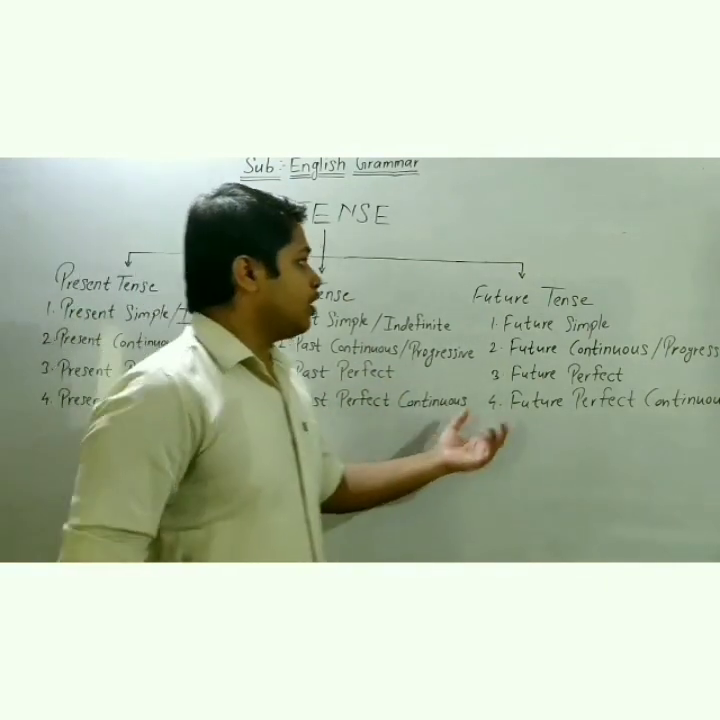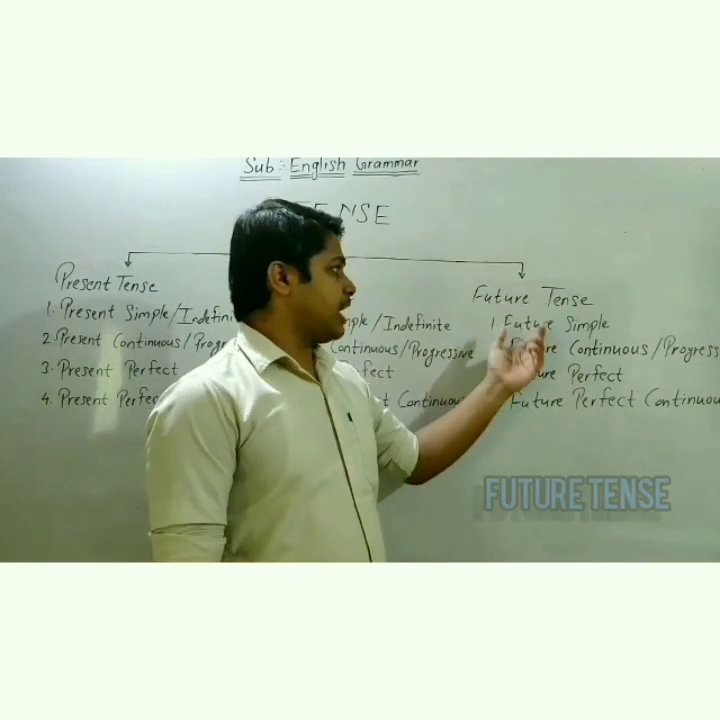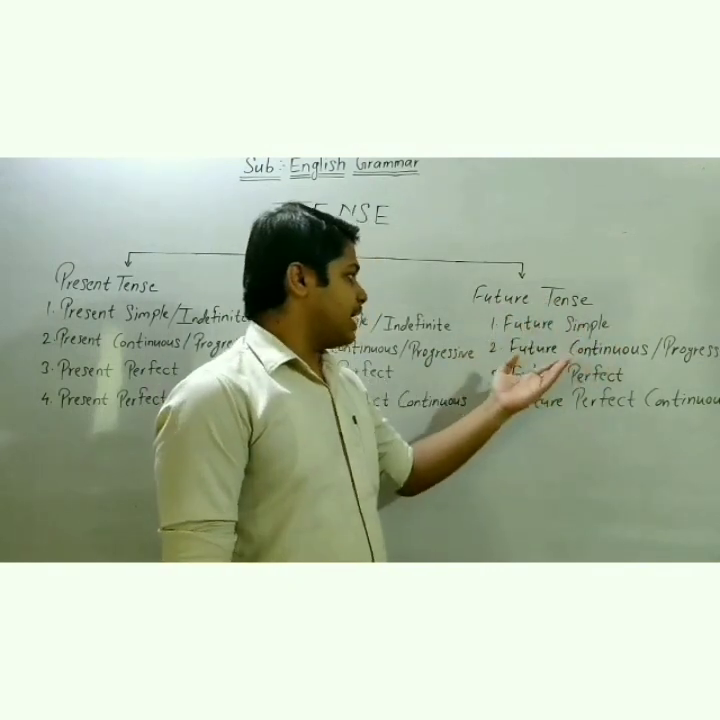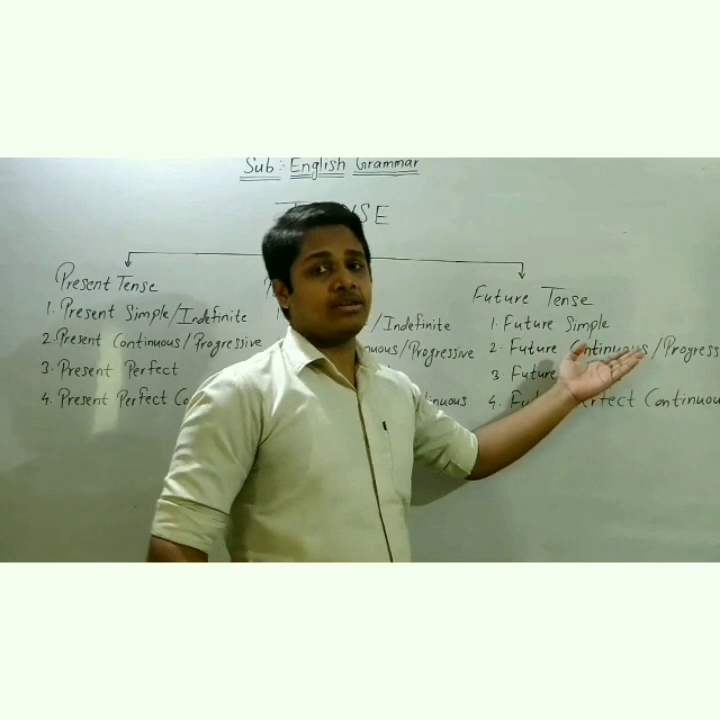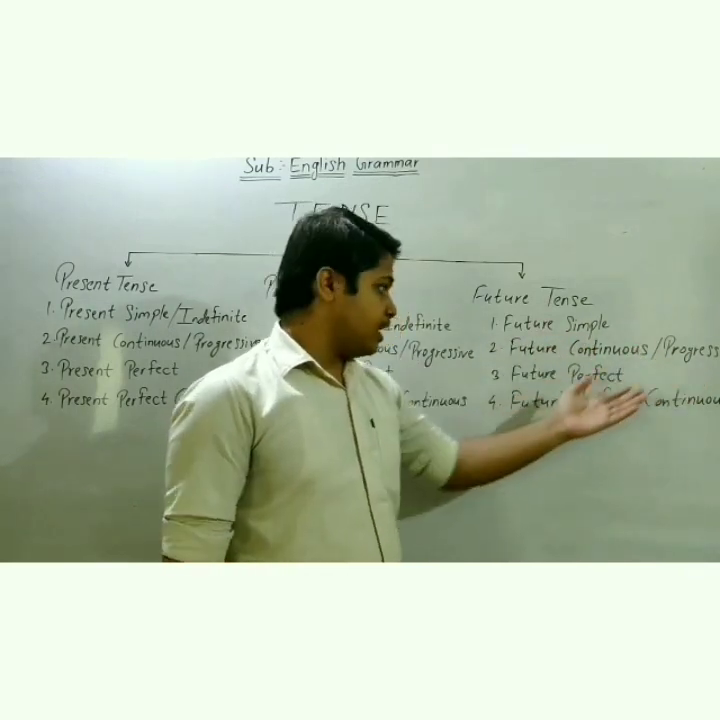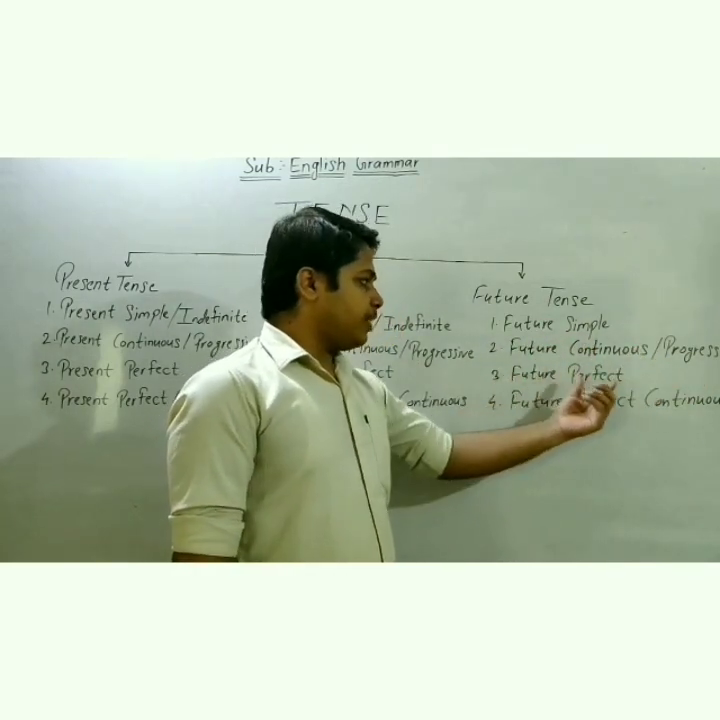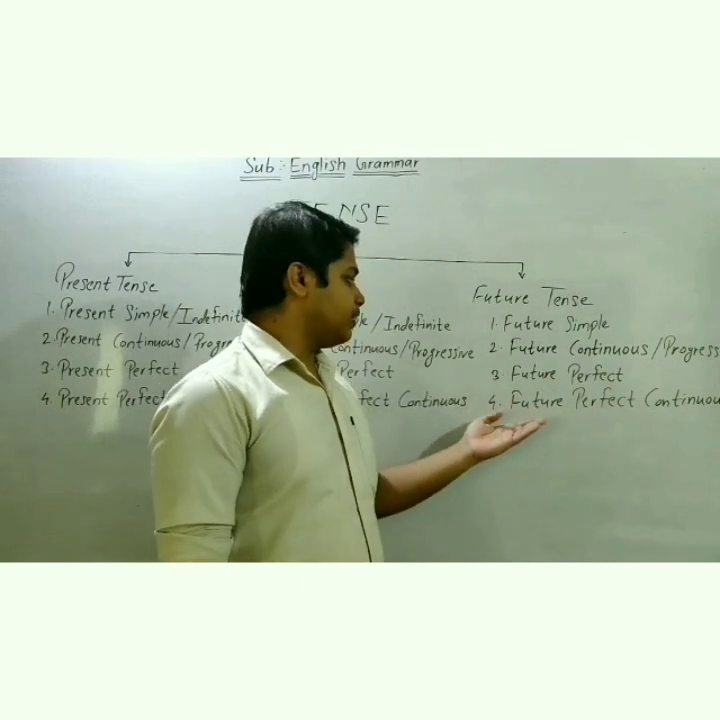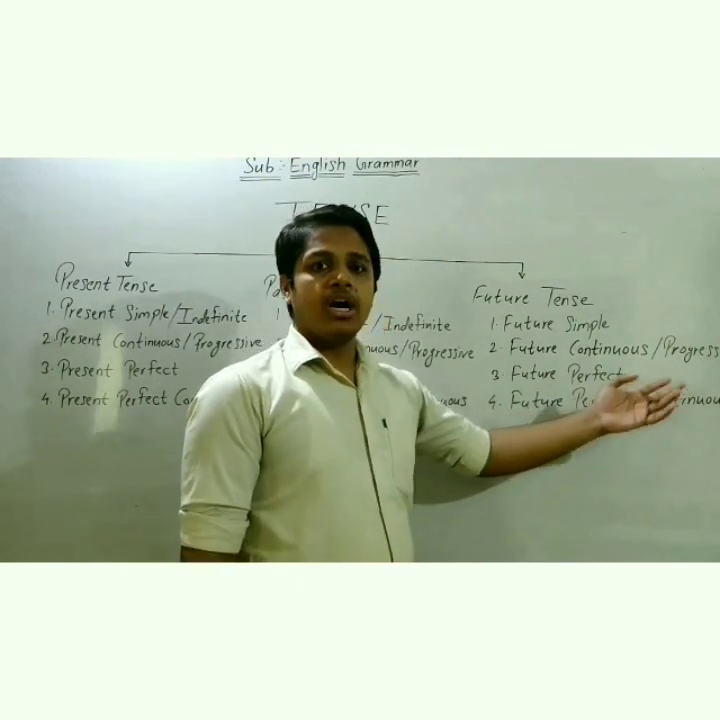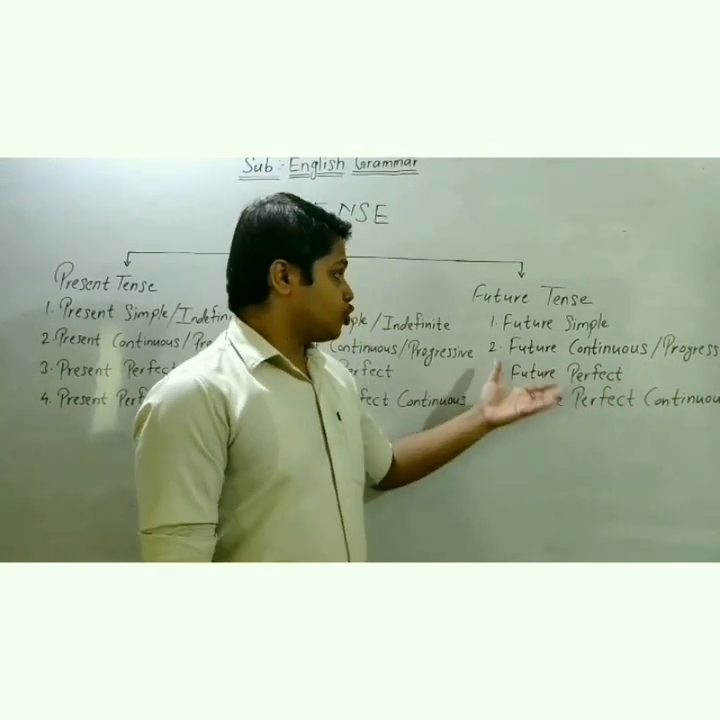Now let's continue to the future tense. The first type is future simple tense, and the second type is future continuous, which is also called future progressive. The third is future perfect tense, and the fourth is future perfect continuous tense.